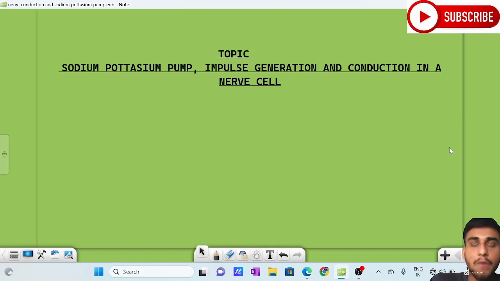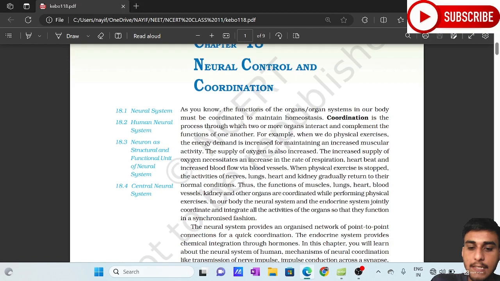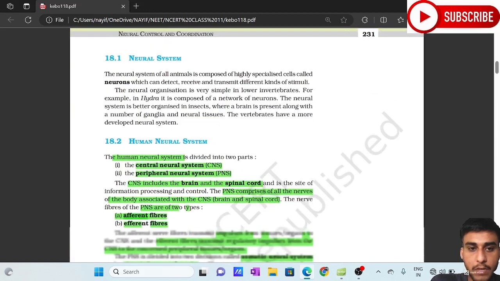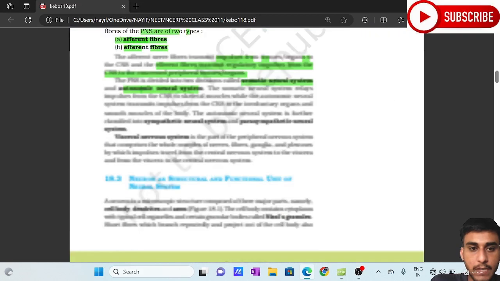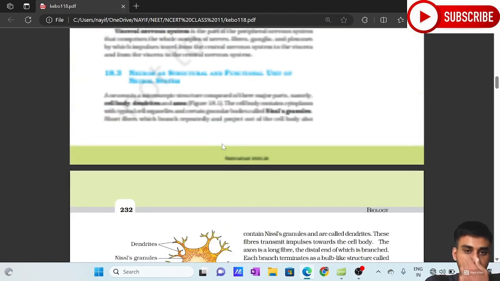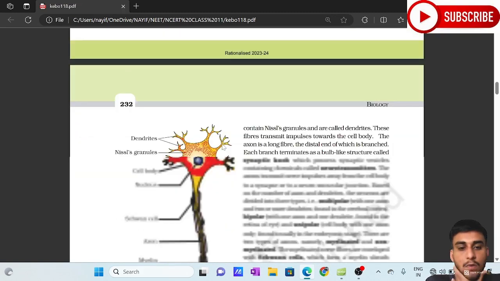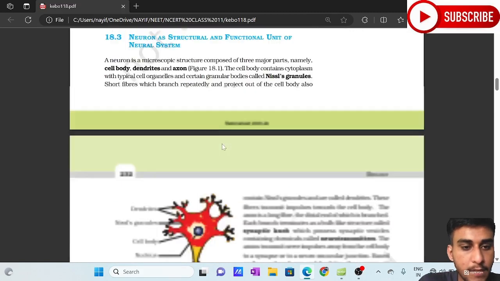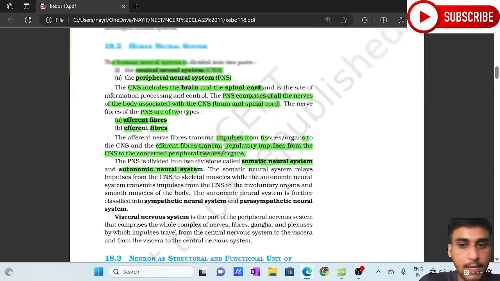Before we go to the lecture, let us check what is in your textbook. This is chapter 18, Neural Control and Coordination. We are going to study a part of the human neural system, which is nerve impulse conduction and generation. Look, this is the part we are going to study. If you have the textbook, please open page number 231.